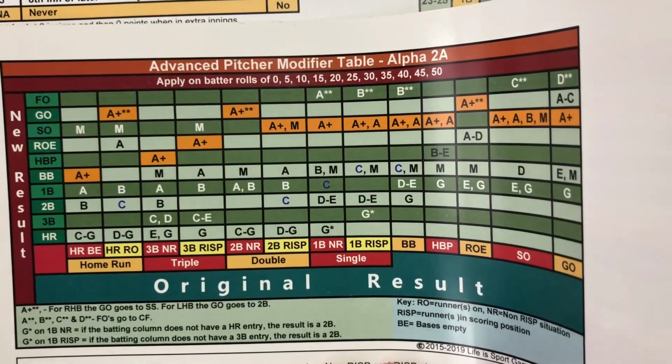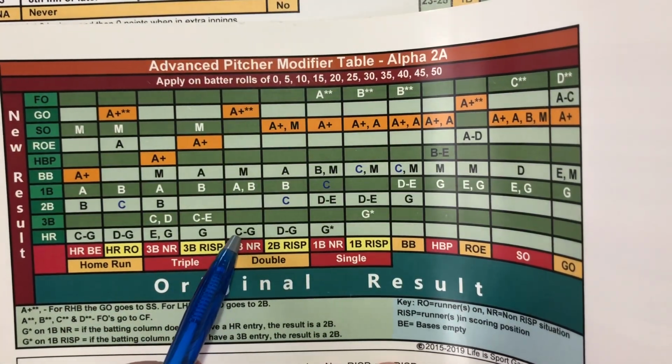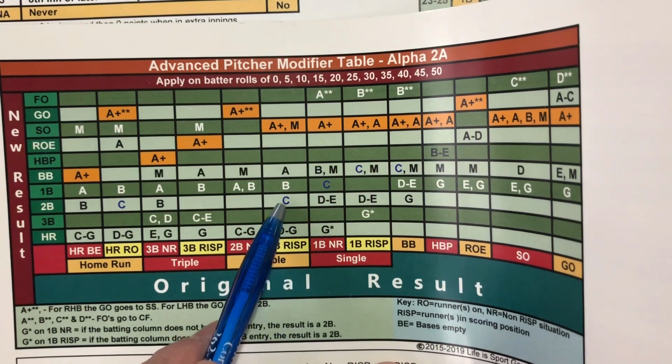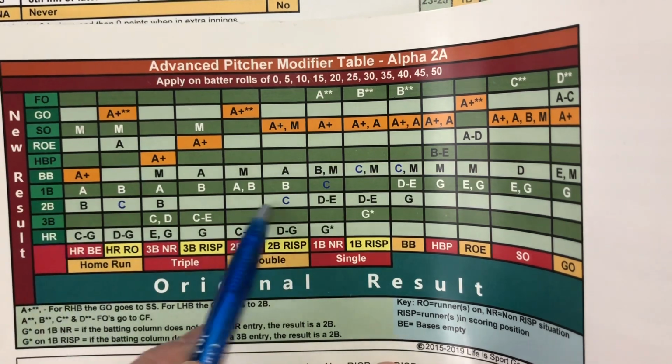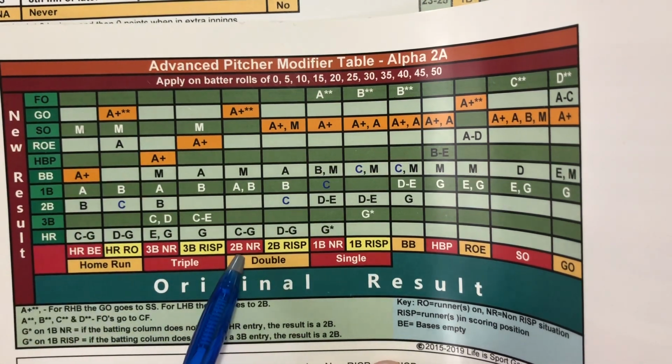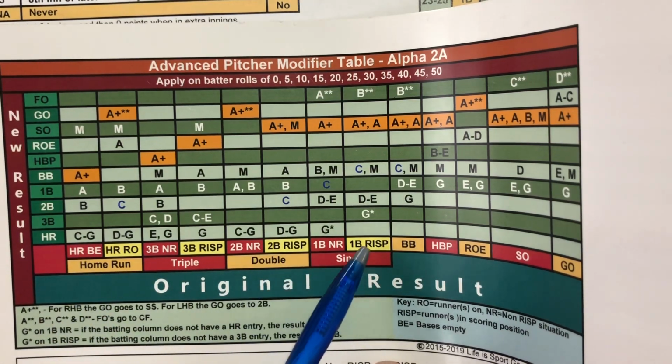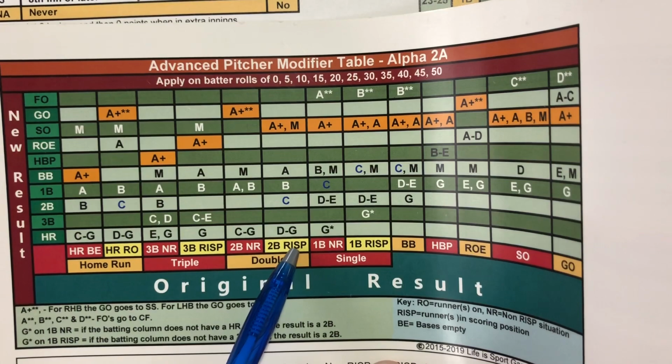If the C pitcher gives up a double with nobody on, it turns into a home run. But if there's somebody on, it stays a double. The C stays a double. So what matters is where the runners are on base if a hit occurs. Make sure you're looking at the proper column.